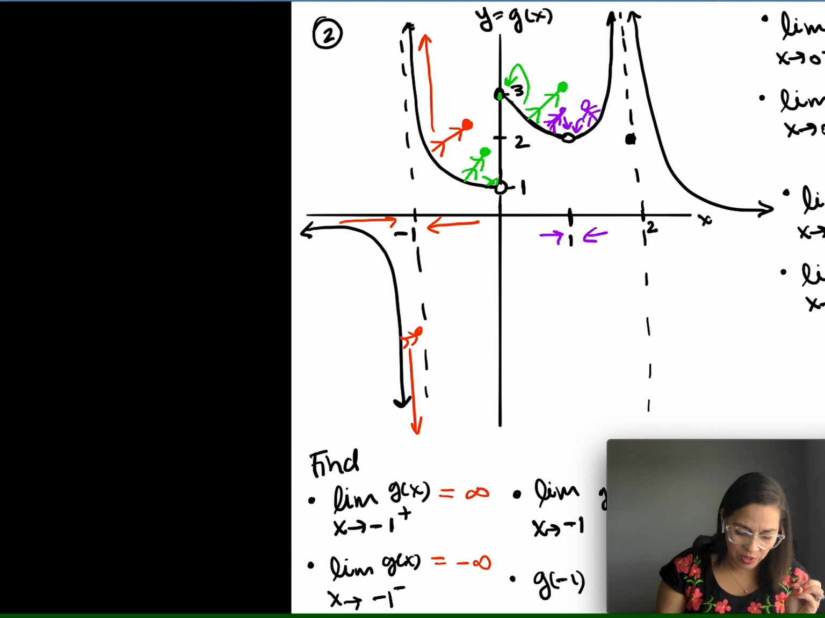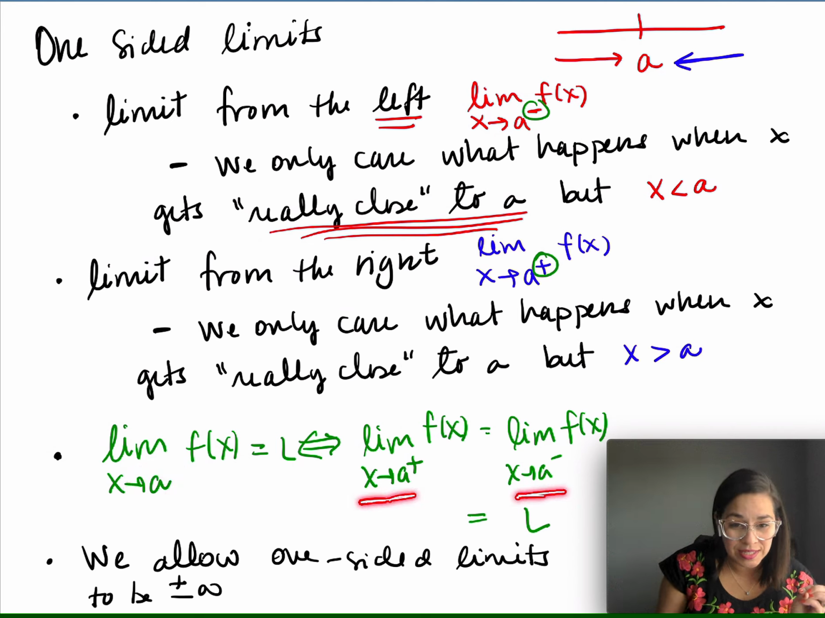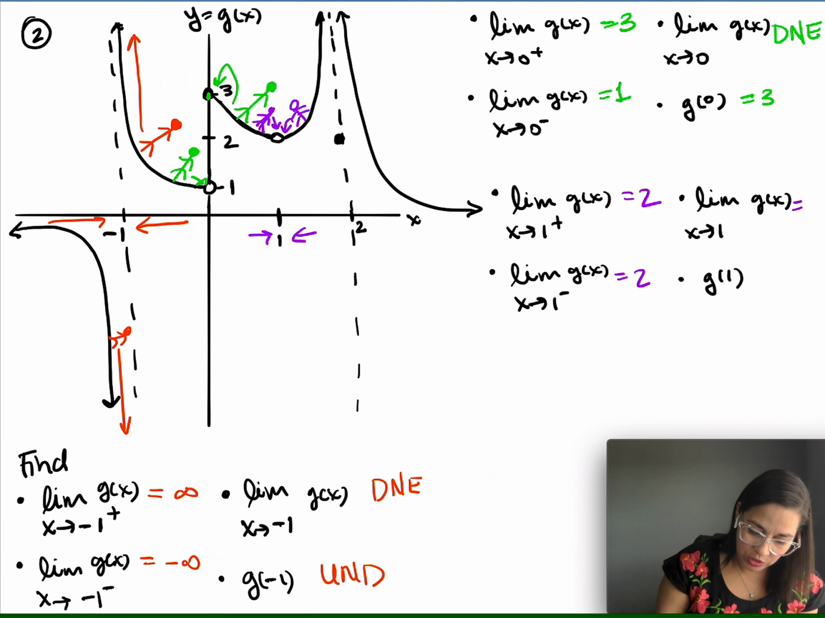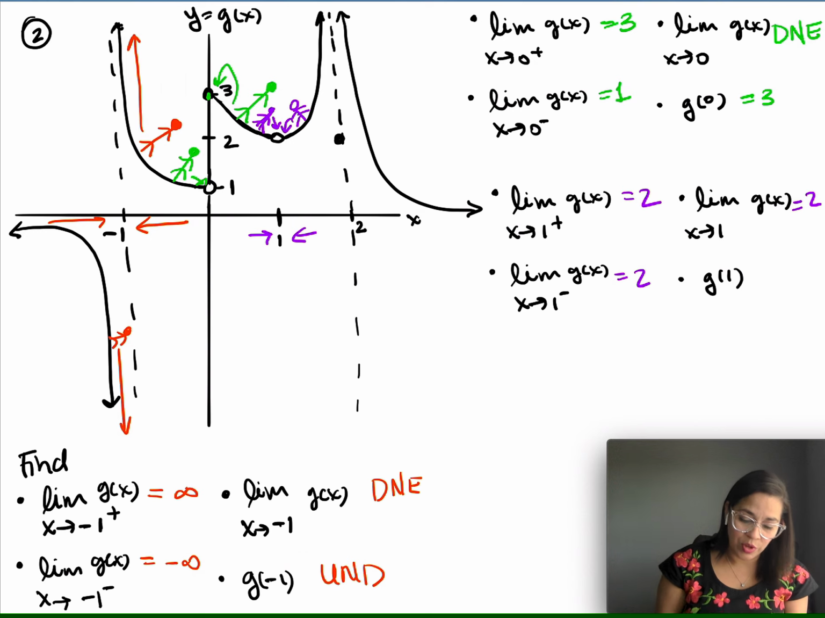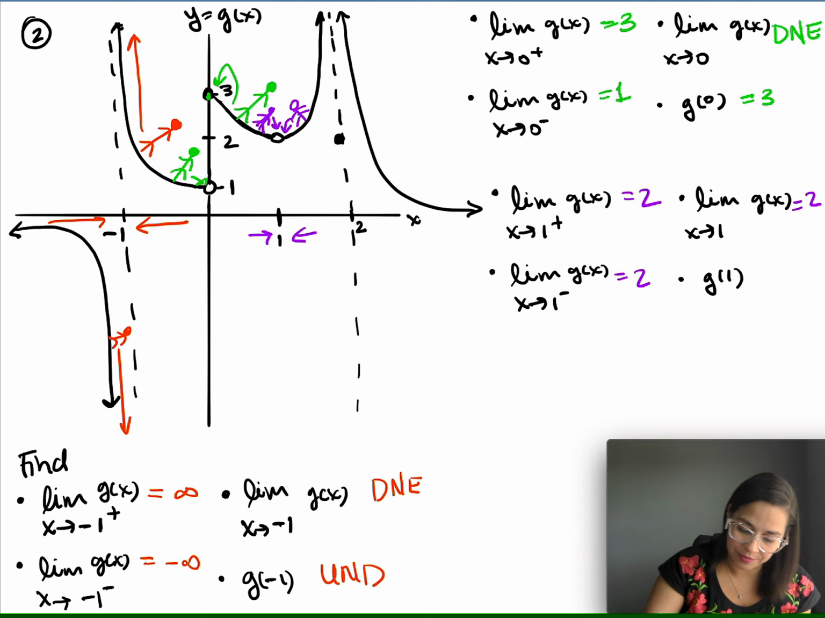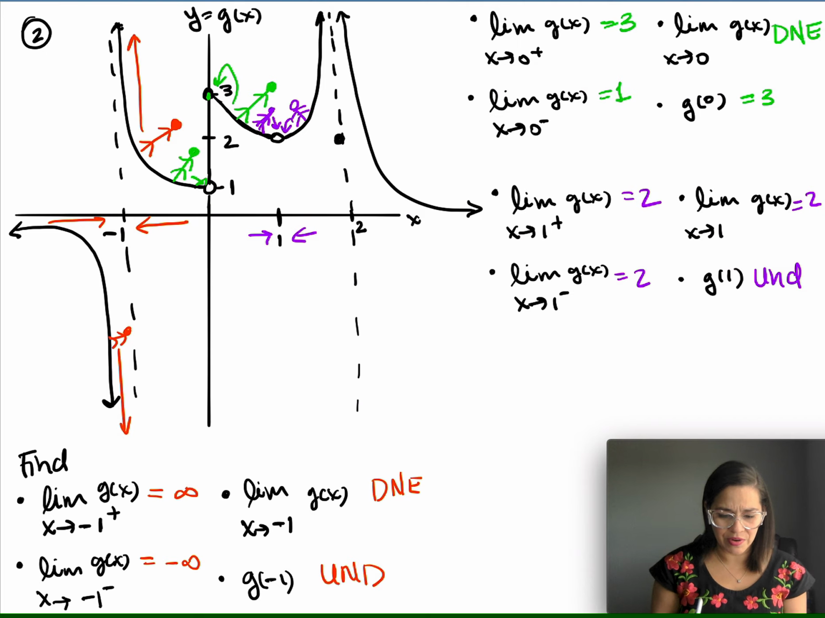Don't forget this, okay? If it doesn't say anything, then that implies that I have to look at the one-sided limits and compare them. If I get the same thing, then that's the limit, okay? Perfect. So then this is equal to 2. Now, g of 1, there's an open circle there, it's not defined. It's undefined, okay?